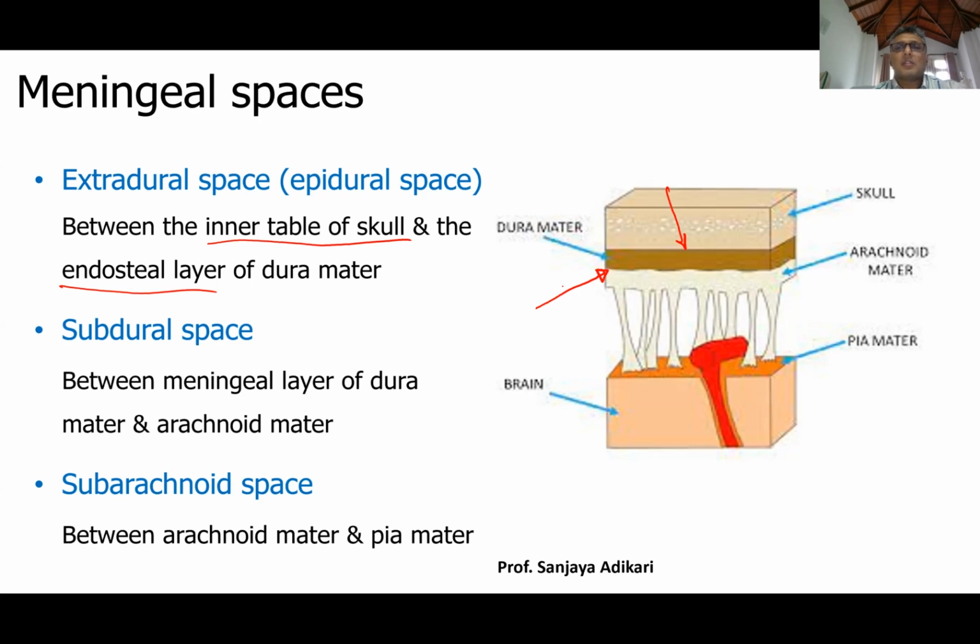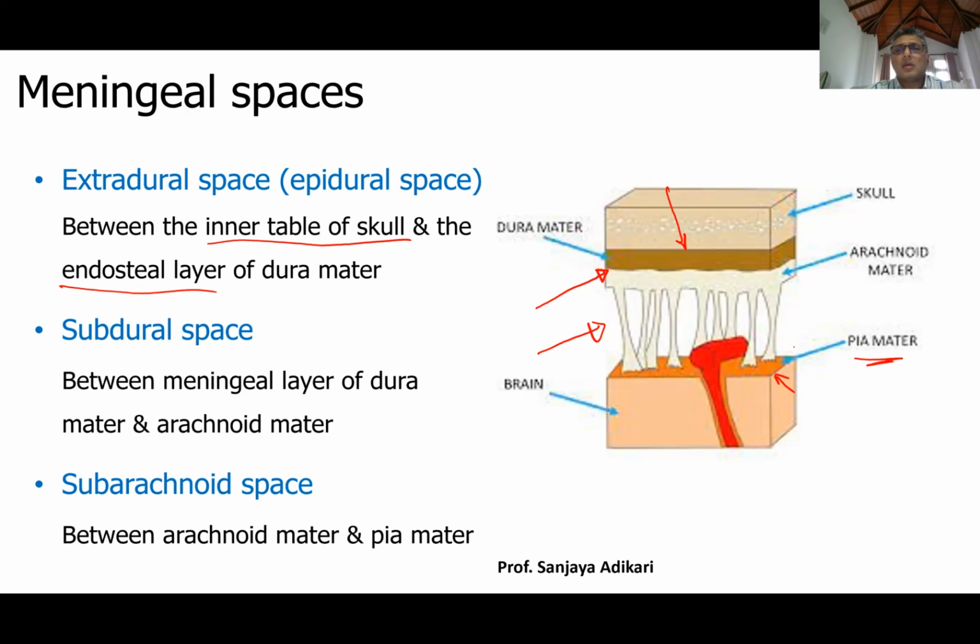Why is it called subdural space? Because it lies deep to the dura mater. Okay, but it lies between the dura mater and arachnoid mater. Then the third space is the subarachnoid space, which lies deep to the arachnoid mater. In other words, it lies between the arachnoid mater and pia mater. Arachnoid mater and pia mater. So you see the pia mater attached to the surface of the brain here.